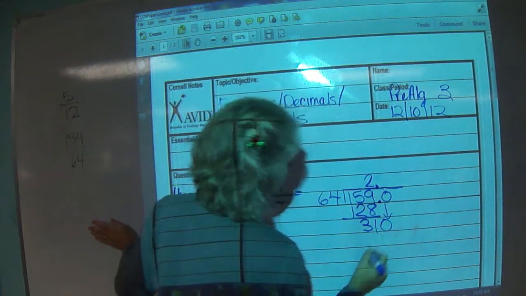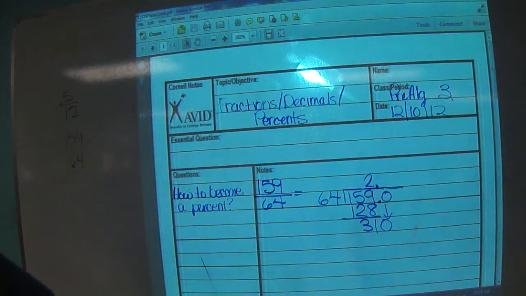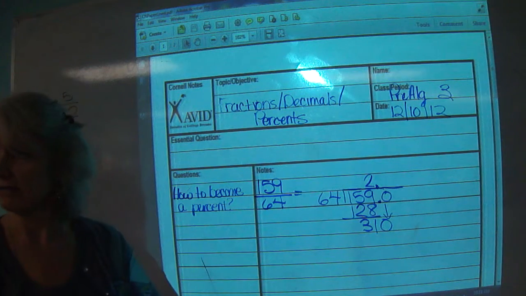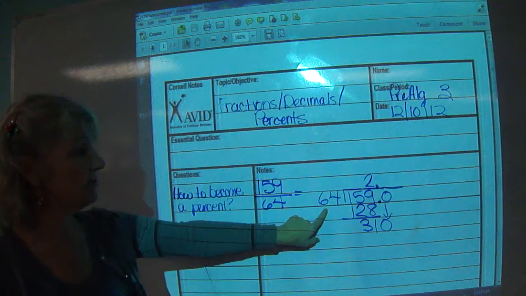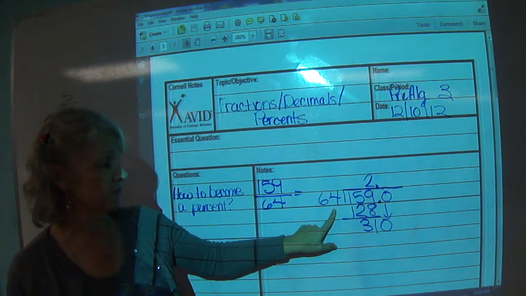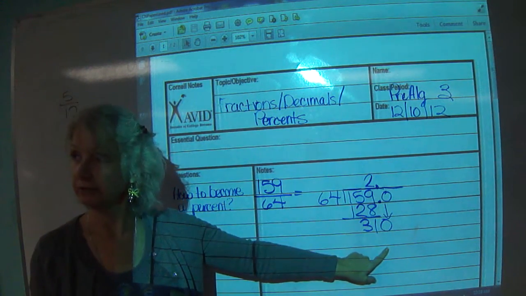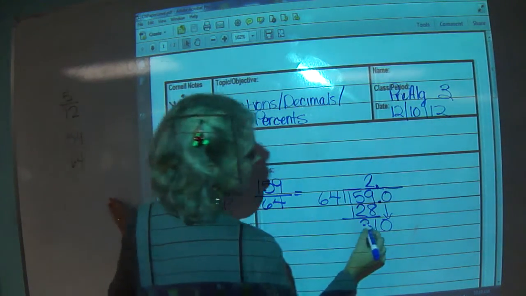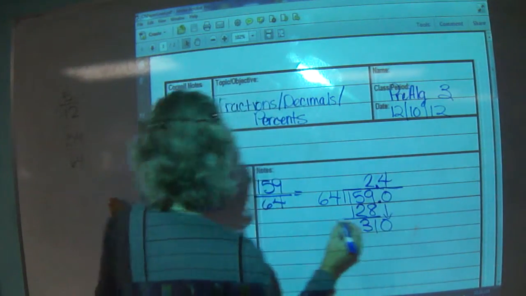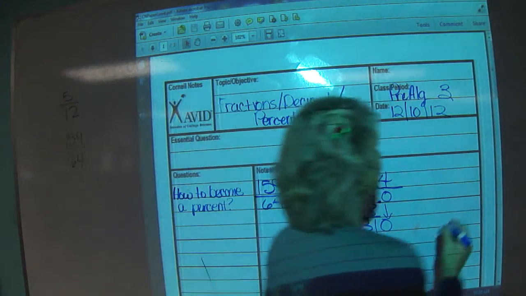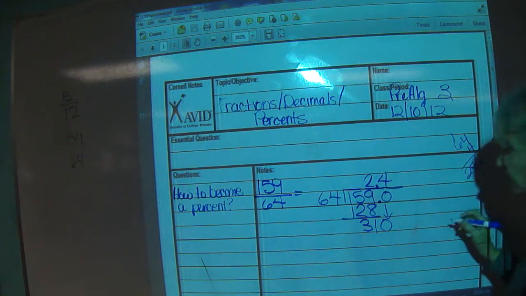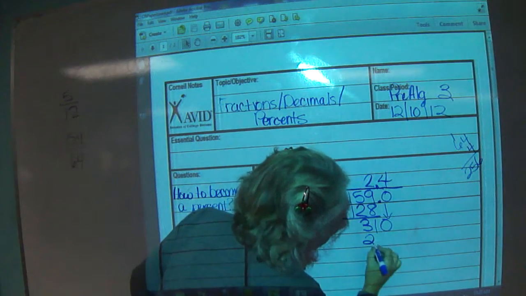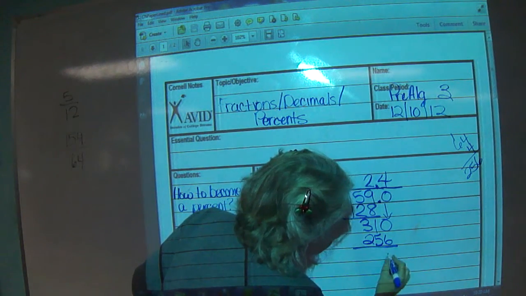How many 64s in 310 do you think? 5? Not quite 5. How about 4? Yeah, 4. Because 6 times 5 is 30, but 6 times 4 is 24, and we only have 10 left over. So it's going to have to be 64 times 4. Let's do a little 64 times 4 over here. So this is 16, 64, 25, 250, 256. So that's 4.